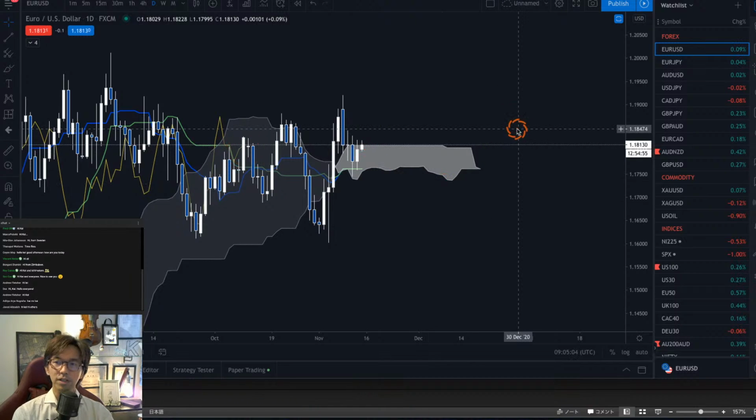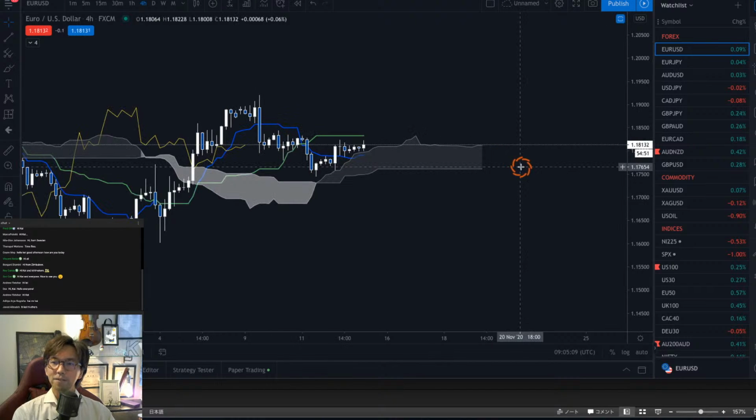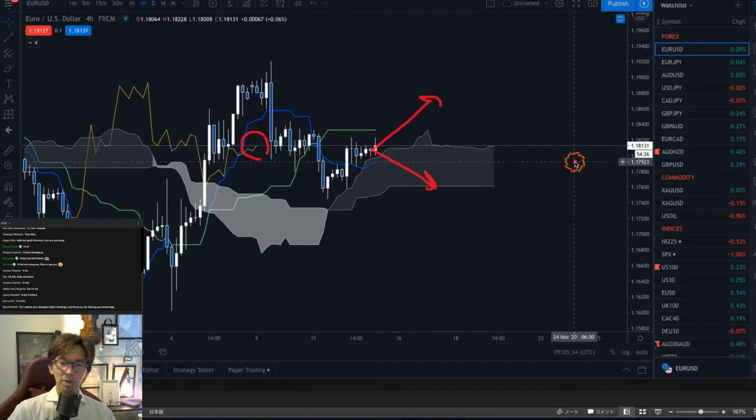Let me check the four-hour chart just in case and see if that's trending too. In the four-hour, this is not trending either. The Kumo is flat, Kijun Sen is flat, and the price is in between the Kijun Sen and the Kumo here, which is not really good timing to look for buy or sell. Also, Chikou Span is very close to the candles now, so it's flat. So based on the four-hour chart too, we don't know which way it's going in the long term, so it's better to avoid looking at the lower time frames in this particular case.